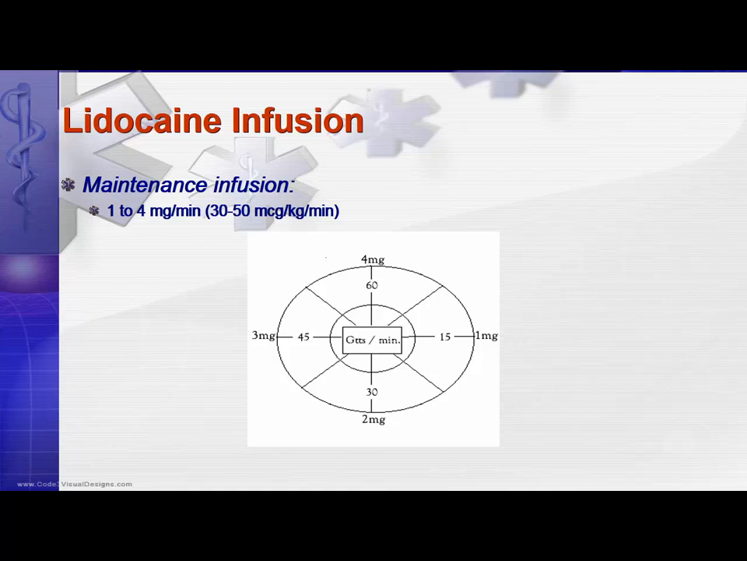This is a clock method that works a little bit like that table we saw for dopamine. It just gives you an idea of where to set your drip rate if you are trying to start that infusion.